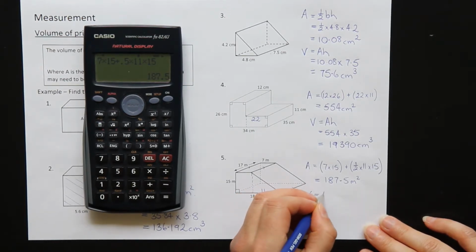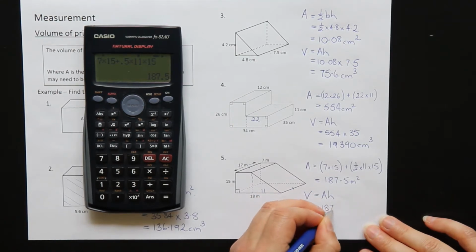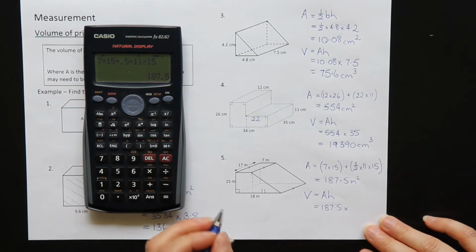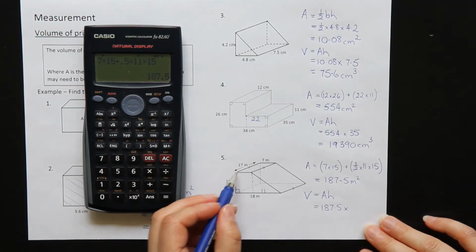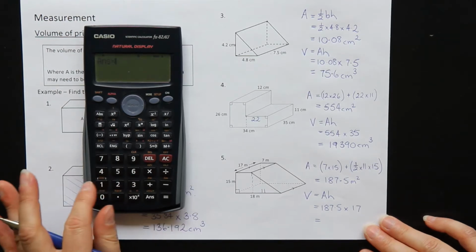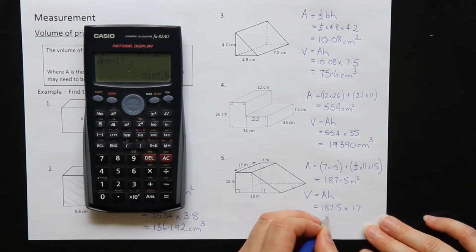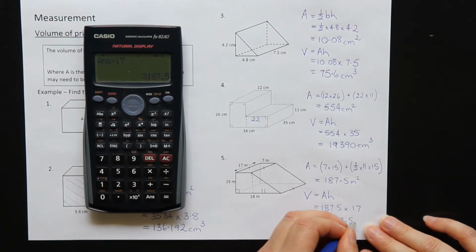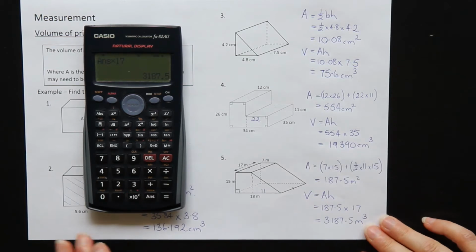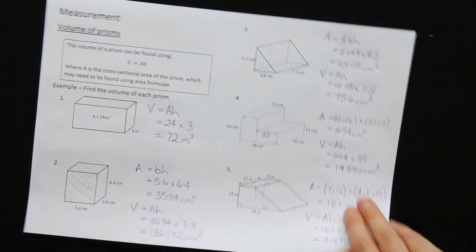Volume is equal to AH, the area is 187.5, and the height going back is up here at 17 meters. So times that by 17, and the volume is 3,187.5 meters cubed. Okay, let's have a look at the next page.